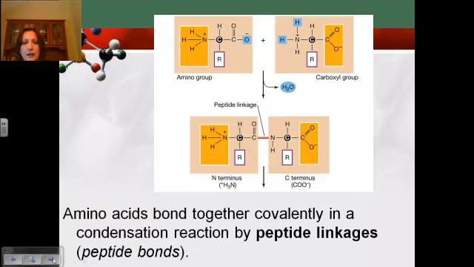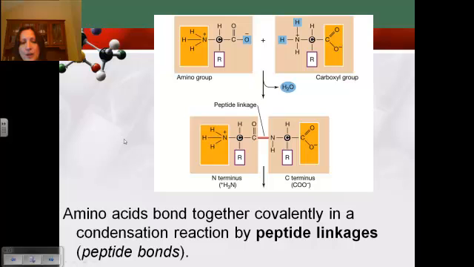Okay. And the bond can form between these, just like we saw before in dehydration synthesis. And the bond that forms, you're going to learn 4 different names for the different organic compounds. Unfortunately, they all have different names. So the bond that forms between 2 amino acids is called a peptide linkage or a peptide bond.